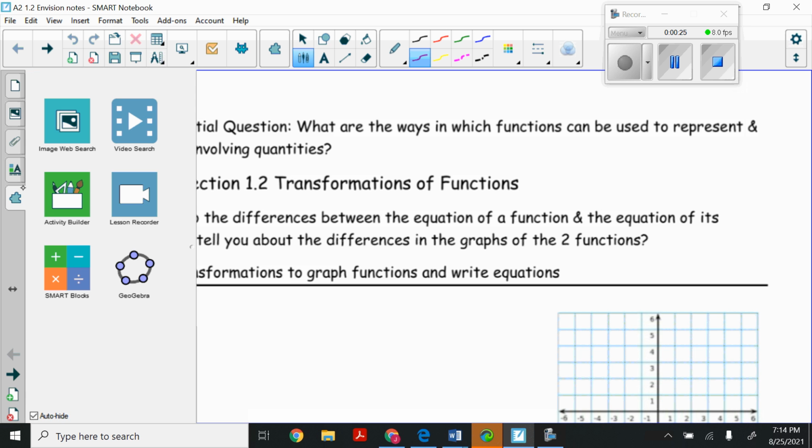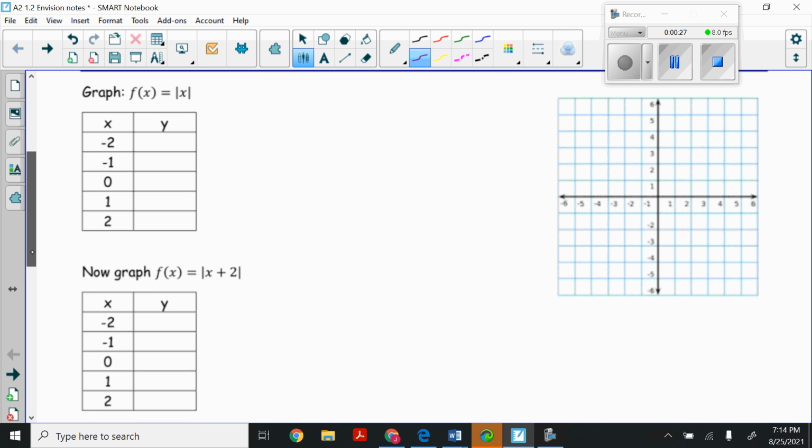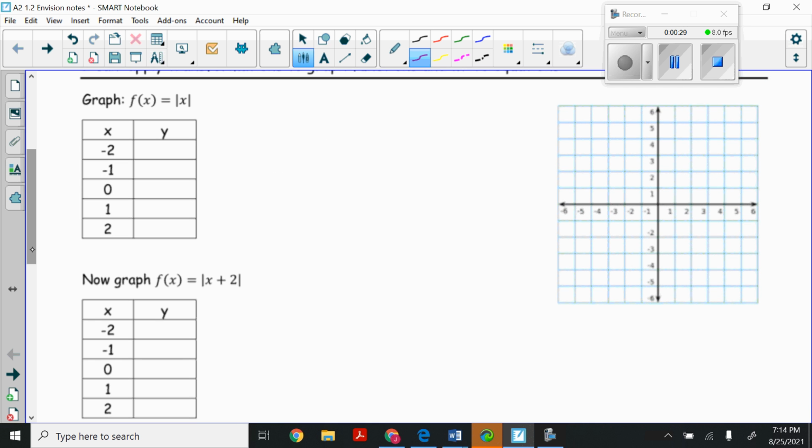So we're going to start out, number one, we want to graph f of x equals the absolute value of x. And I've already started an xy table for us. So these are all the x values we're going to plug in. If I plug in -2, the absolute value of -2 is +2. The absolute value of -1 is +1. The absolute value of 0 is 0. The absolute value of 1 is 1. The absolute value of 2 is 2.